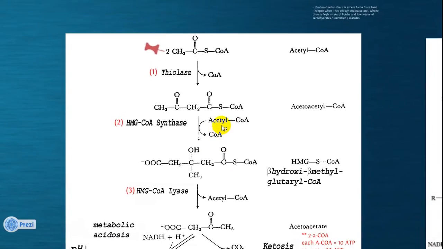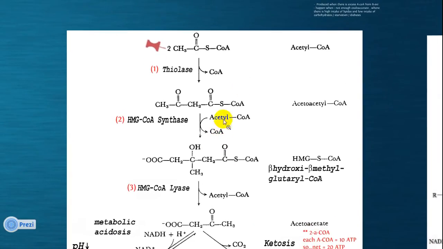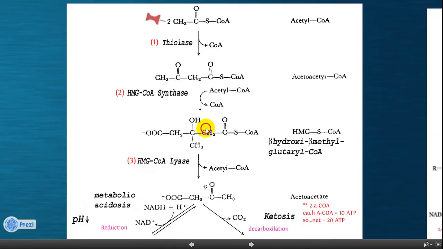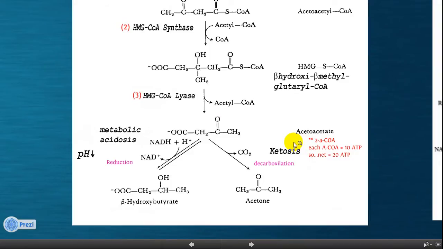Now I will make a very fast review of what I have been saying. In the beginning of the ketone body cycle, we combine 2 acetyl to form acetoacetyl. To the acetoacetyl, we add 1 acetyl and form the hydroxymethylglutarate. Now we remove 1 acetyl from the hydroxymethylglutarate to form the acetoacetate. The acetoacetate is the first ketone body.